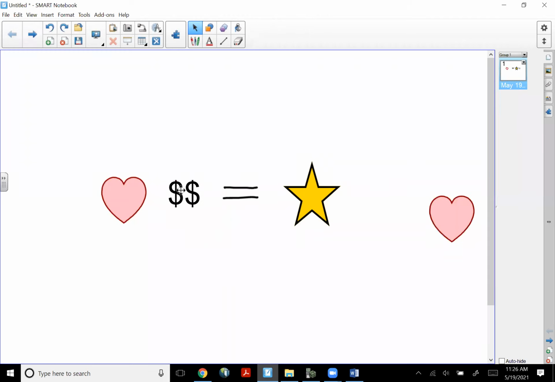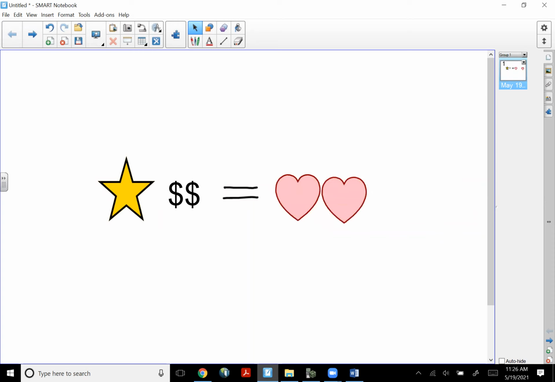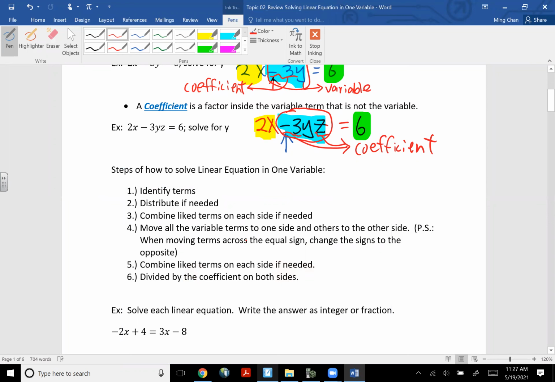Or I can decide to move all the variable terms to the right-hand side. So I move my heart from the left to the right, move my star over, because as long as they're on the same side of the equal sign, my variable terms can be combined. So that's what step number 4 here is: moving all your variable terms and moving everybody else all in one step.